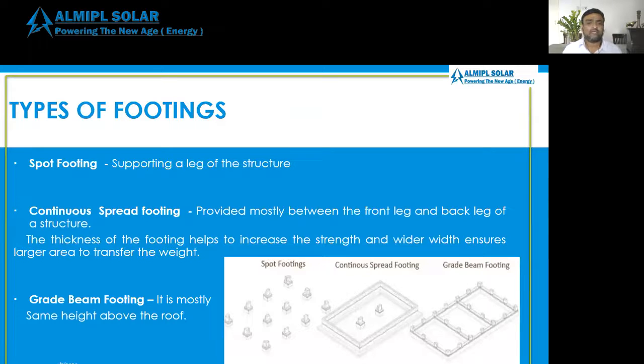Types of footing. Part footing, supporting a leg of the structure. Continuous spread footing, provided mostly between the front leg and back leg of the structure. The thickness of the footing helps to increase the strength, and a wider footing ensures a larger area to transfer the weight. Grade beam footing is mostly at the same height above the roof.